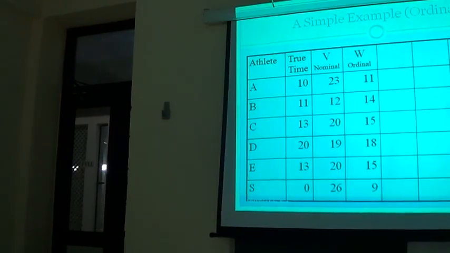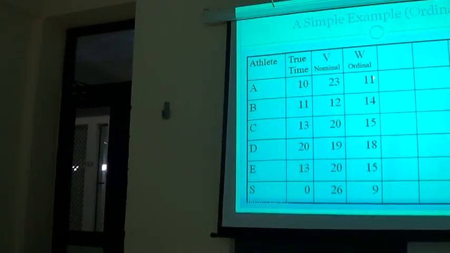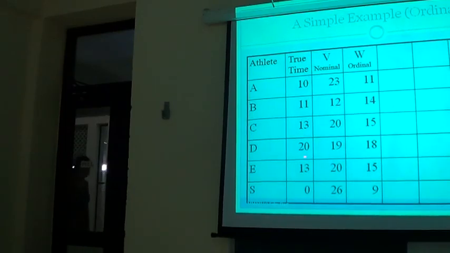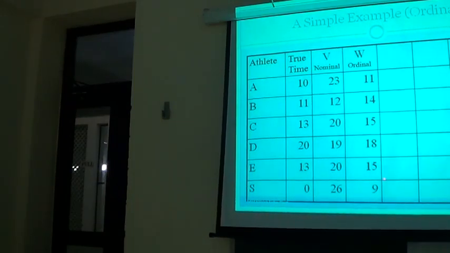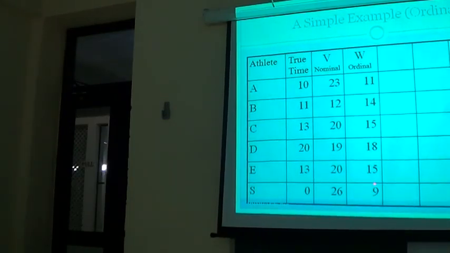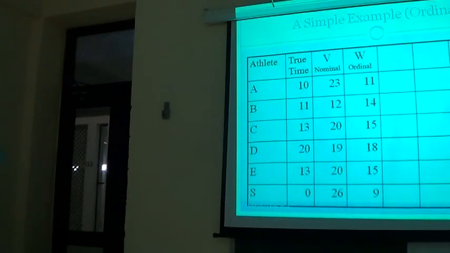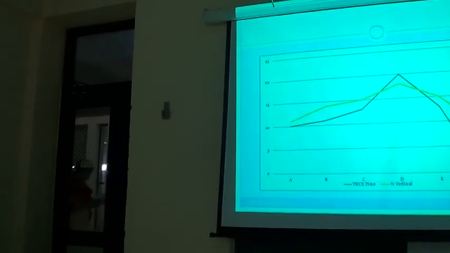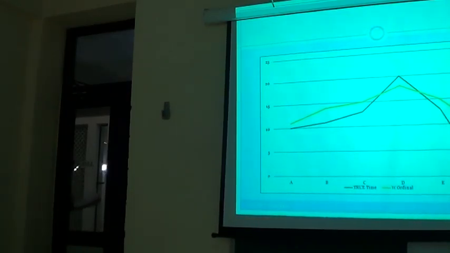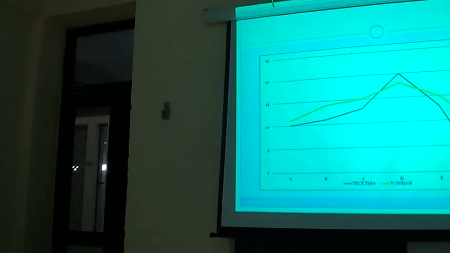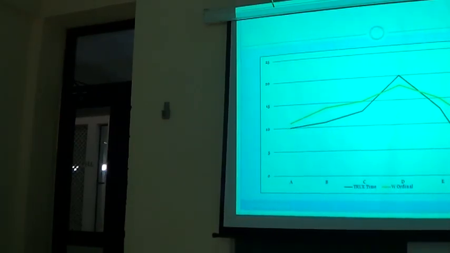What is this scale here? The order is preserved. Here it is 10, 11 increased, then 13 again increased, 20 again increased, 15, 18. Then 13 decreased, 18, 15 decreased, then 13 to 0, 15 to 9. What is preserved? Same or different is also preserved automatically. 15, 15 is the same, 13, 13 is the same. If you plot it, you see it is increasing then decreasing. After this value, D is decreasing. True time is the black one, while the yellow one is the ordinal measure. Increasing or decreasing, that order is very clear.